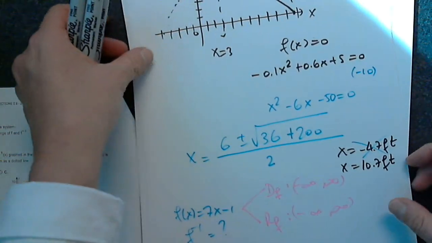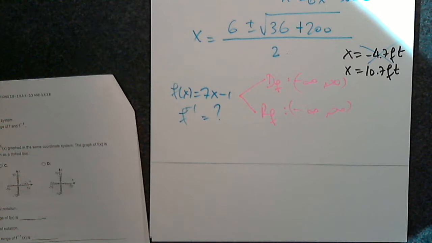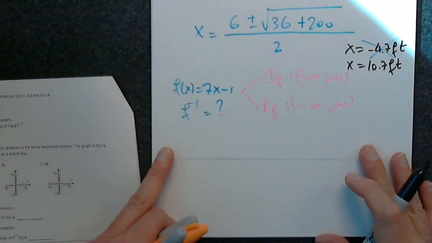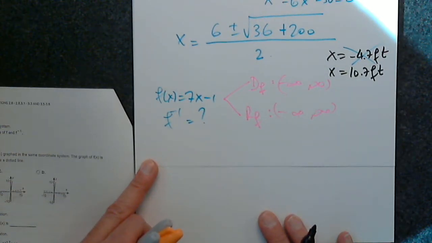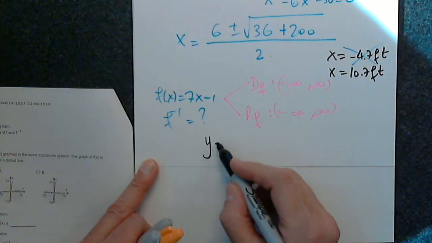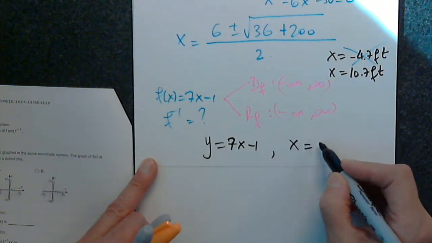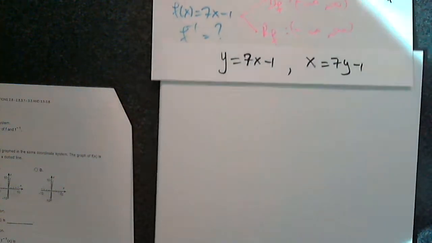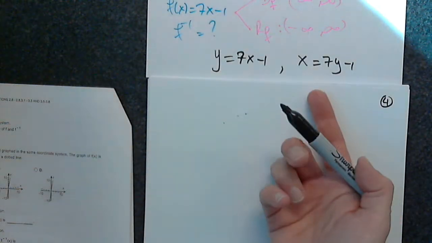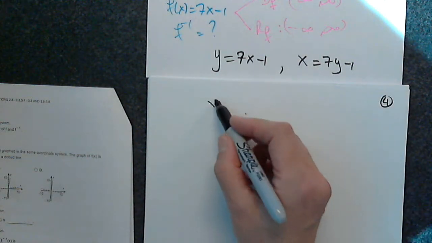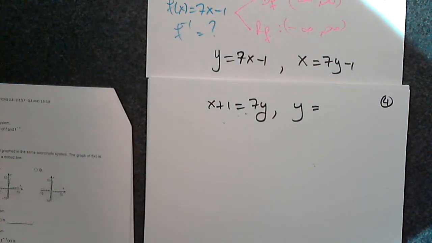So now I want to determine its inverse function. What would be the first step? Replace f of x with y. So y equals 7x minus 1. Step 2, interchange x and y. And now I'm solving for y. It's already solved for x, right? We're solving for y. So x plus 1 equals 7y. And how much is y?